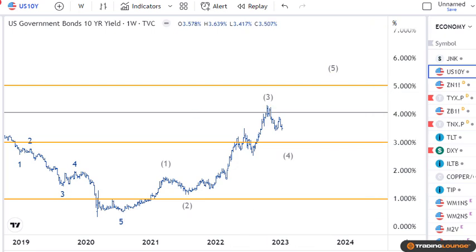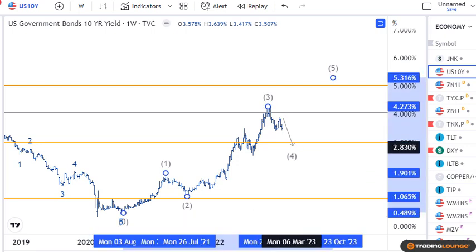Now, I won't know until this move down here completes, and even when it completes, I still need to see more price action over here. So we can expect a move down to the wave 4 of 1 lesser degree as well in this particular case, but I'll just put that there for the time being. This is a weekly chart.